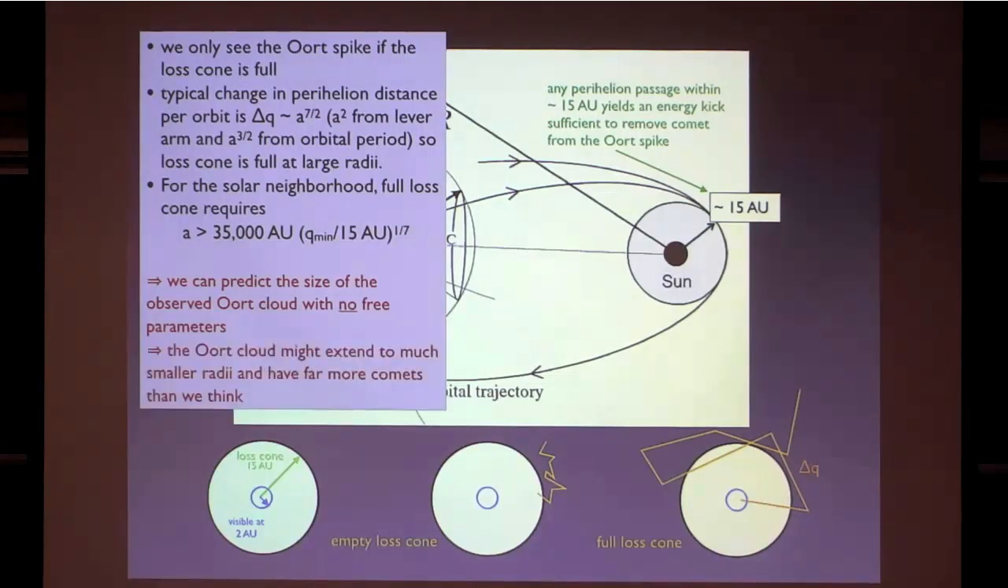There are other consequences. Since we've successfully done that, it also says that comets from smaller semi-major axes we're never going to see. They'll be in this limit where they'll get removed from the Oort cloud before we see them. And so it says that the Oort cloud might extend to much smaller radii and have many more comets and more mass than we think.